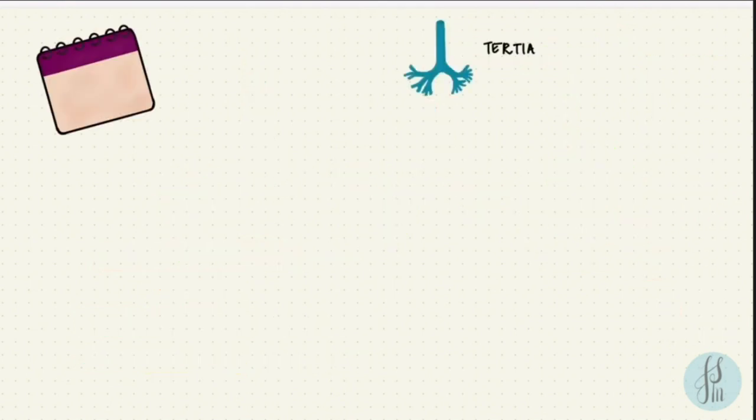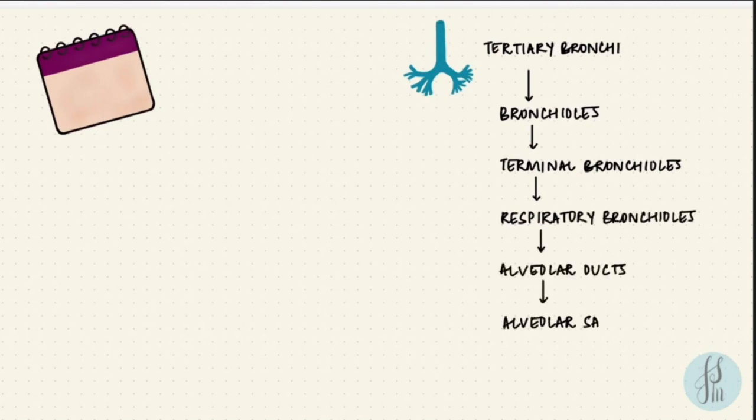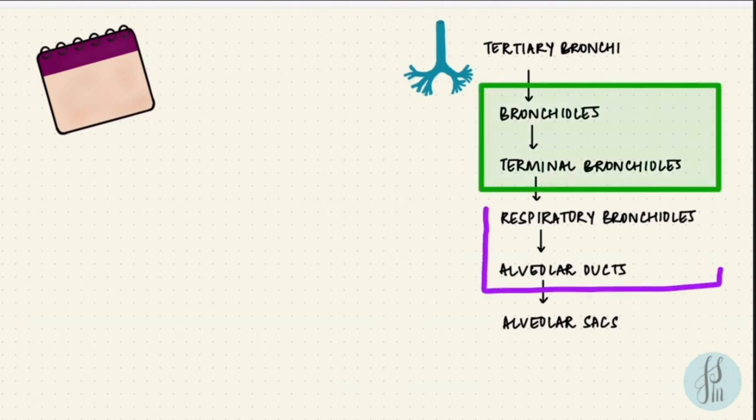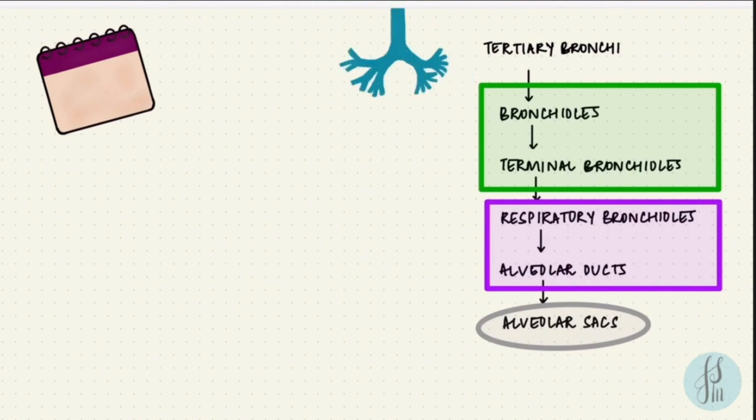Going back to the respiratory tree, from the tertiary bronchi we have the bronchioles, the terminal bronchioles, the respiratory bronchioles, alveolar ducts, and alveolar sacs. Now we're going to split them into two each: the first two, the second two, and the alveolar sacs. So the stages overlap, so it can't actually be divided like this, but this is done to make it easier to remember. So the tertiary bronchi form bronchial buds, which give rise to the bronchioles, and they lead into terminal bronchioles.